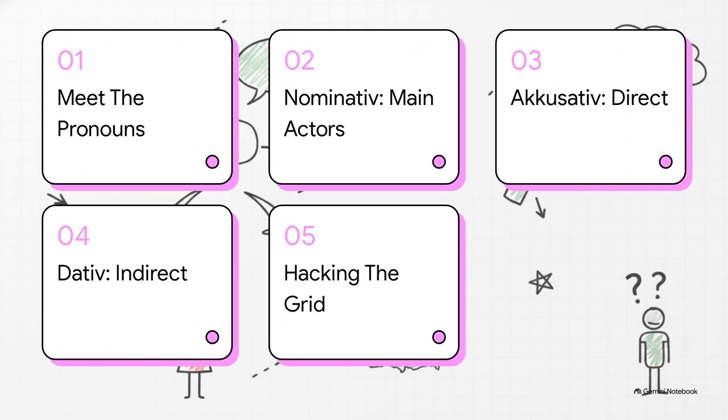Here is our step-by-step roadmap for today. First, we'll meet the German pronouns. Second, nominative, the main actors. Third, accusative, the direct receivers. Fourth, the notorious dative, the indirect receivers. And finally, number 5, hacking the pronoun grid.